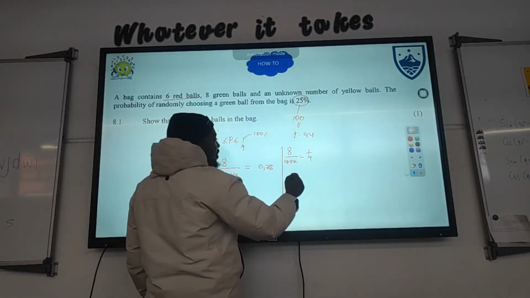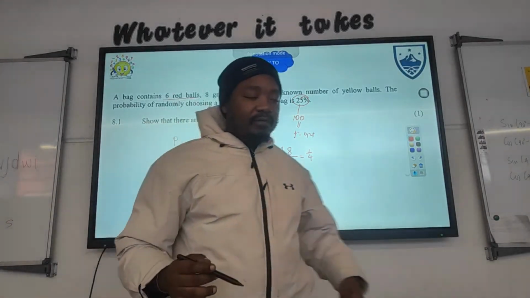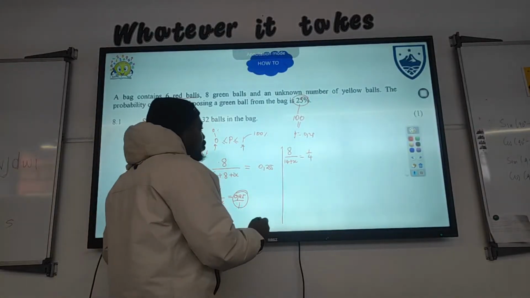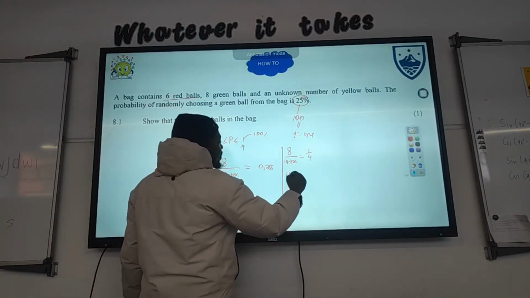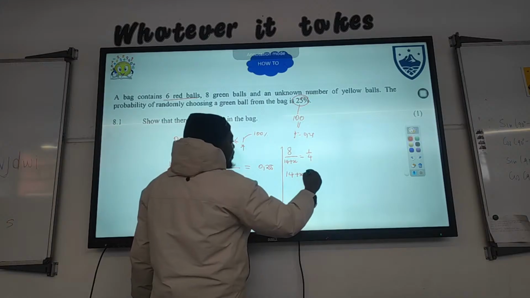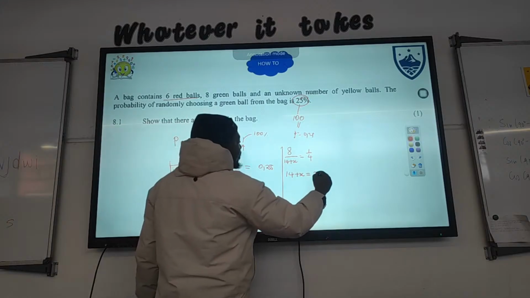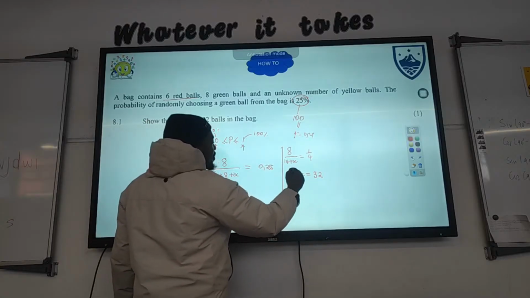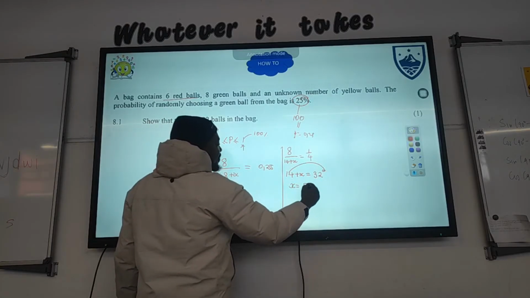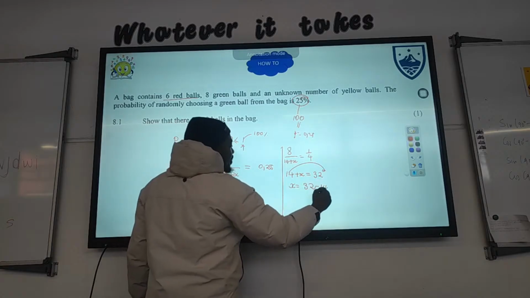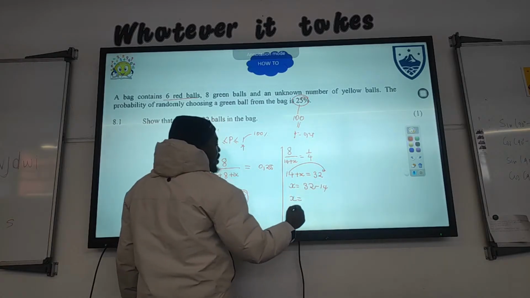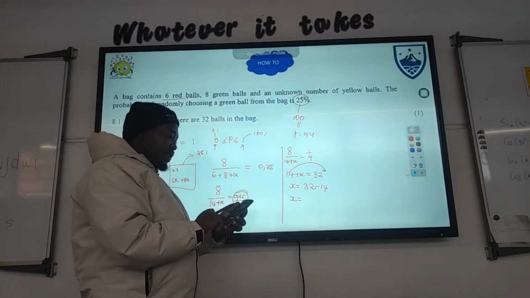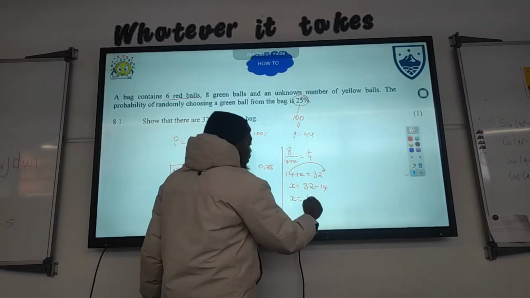It will give us 32. Okay? 8 times 4, let's make sure. 8 times 4 is 32. And then we have 14 plus X must give us 32. And then our X value, transposing that side, will simply be 32 minus 14. So our X value is 32 minus 14, just to make sure, is 18.